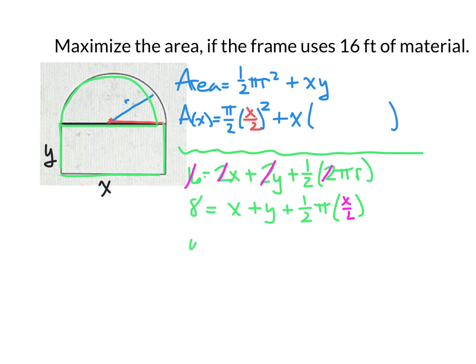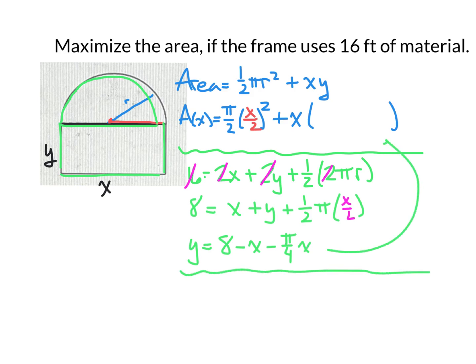Then when we solve for y, we're going to start with that 8, subtract off that first x, and then subtract off our 1/2 pi times x over 2. Well, half of pi is pi over 2 times that other half means we've got pi over 4 times our x. That's enough to substitute back into our expression right here: 8 minus x minus pi over 4 x.